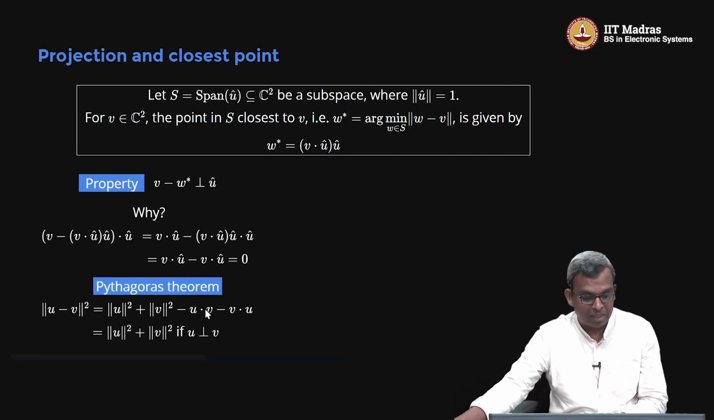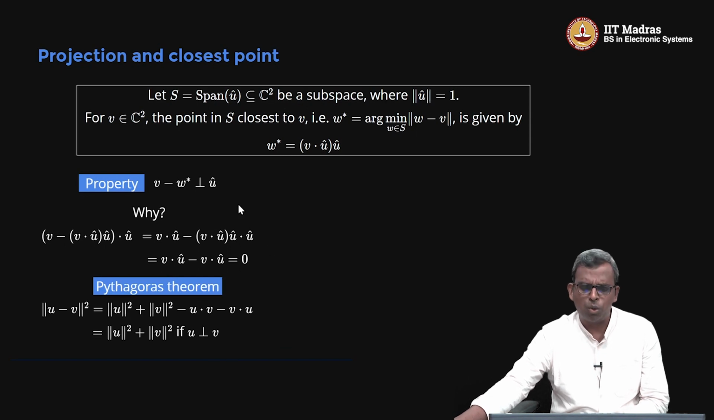Now, Pythagoras theorem basically: if U and V are perpendicular, then U dot V and V dot U will go to 0. So your norm of U minus V squared is norm U squared plus norm V squared. This is like the hypotenuse U minus V, and the square of that is norm U squared plus norm V squared. So this is why it is called Pythagoras theorem.